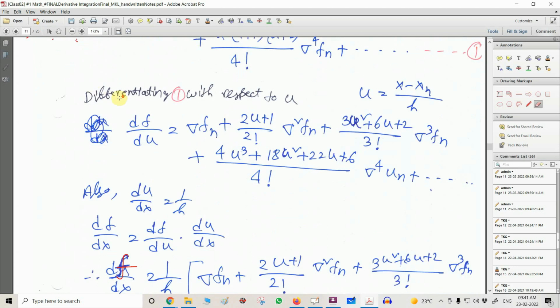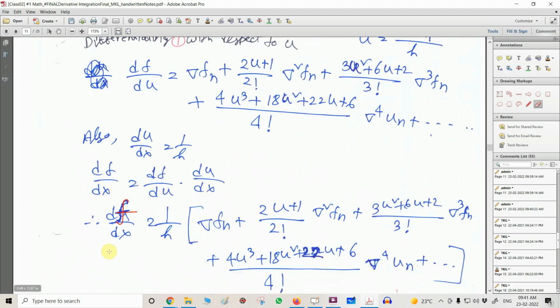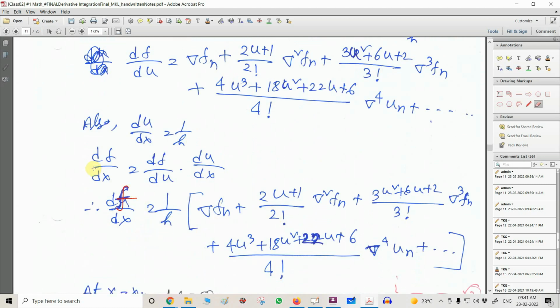Similarly, just like the forward case, I'll be doing the same for the backward case. du/dx equals 1 by h, and df/dx equals this value. You can always write df/dx equals df/du into du/dx. So what will be the value of df/dx? We will calculate it from here. df/dx will be df/du, that is this value.